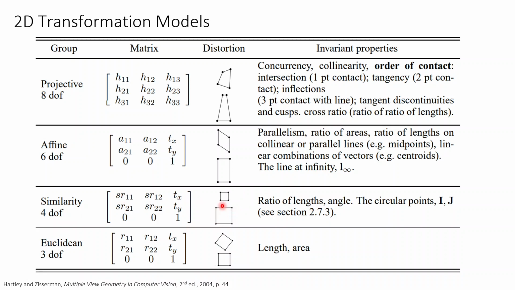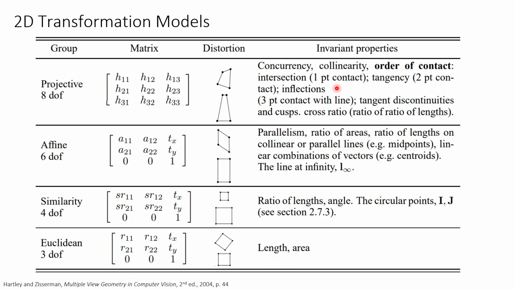So you can see a rectangle can become a smaller rectangle. Affine: parallelism, ratio of areas, ratio of lengths on collinear parallel lines, and so on. So these are the things that do not change. So you can see a rectangle can become a parallelogram in this case. Remember here also, these two zeros remain zeros, zeros, zeros. In this case, these are just numbers. So if you take a projective 8-degree of freedom transform, concurrency, collinearity, order of contact, and those things remain. So I encourage you to read about this if you are interested.